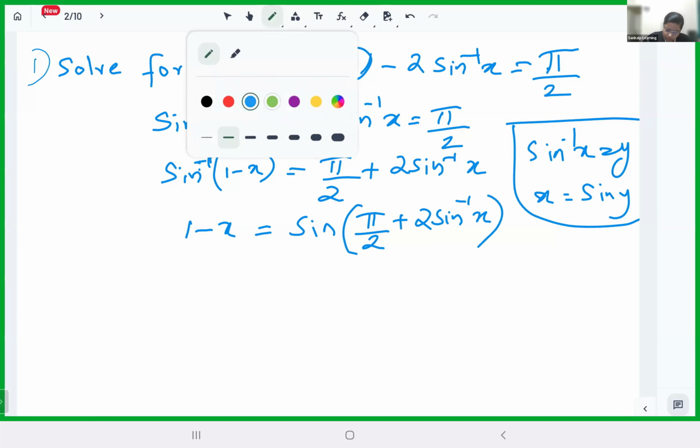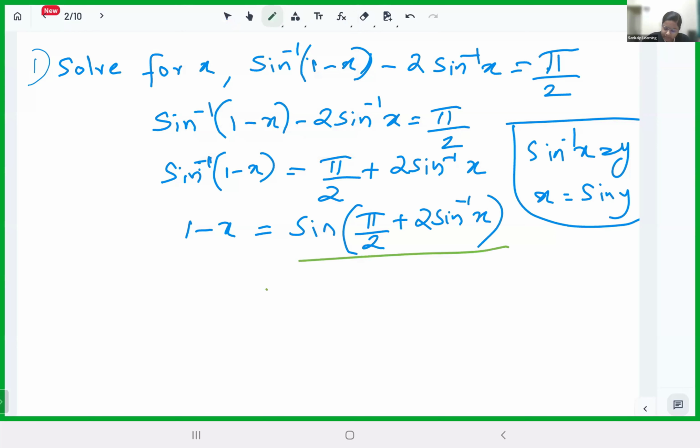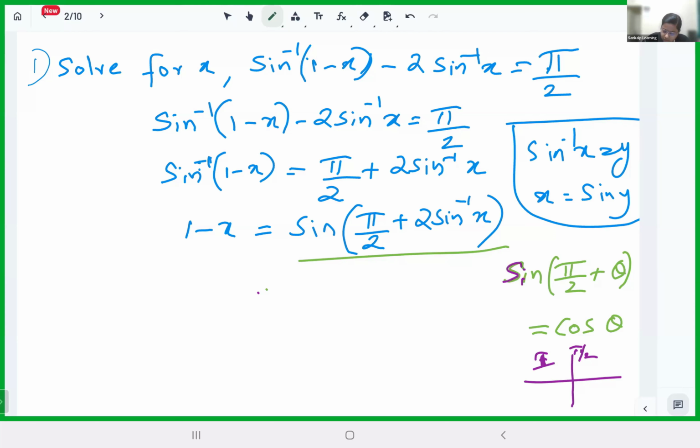If you observe this format, it is of the form sine of pi by 2 plus theta. And what is sine of pi by 2 plus theta? It is cos theta. How will you understand it with the help of quadrants? This is pi by 2. Pi by 2 plus theta means here, in the second quadrant, and in the second quadrant, sine is positive. So the answer will also be positive.